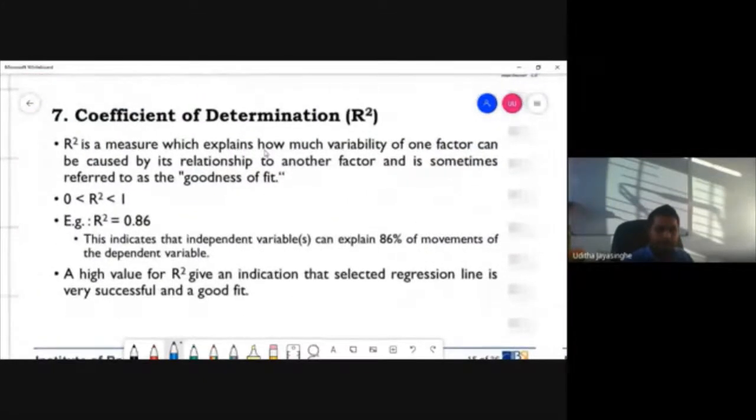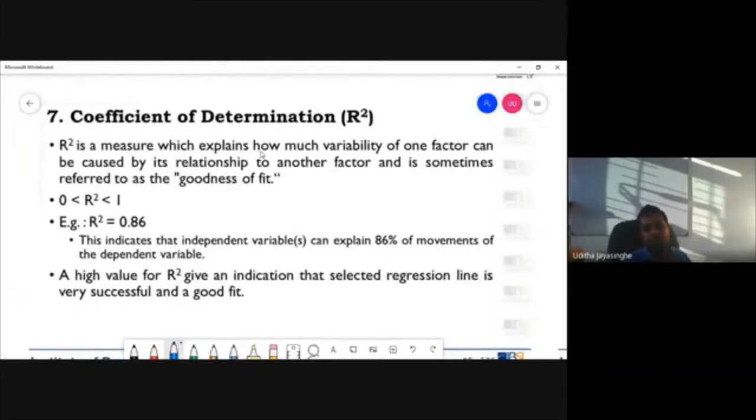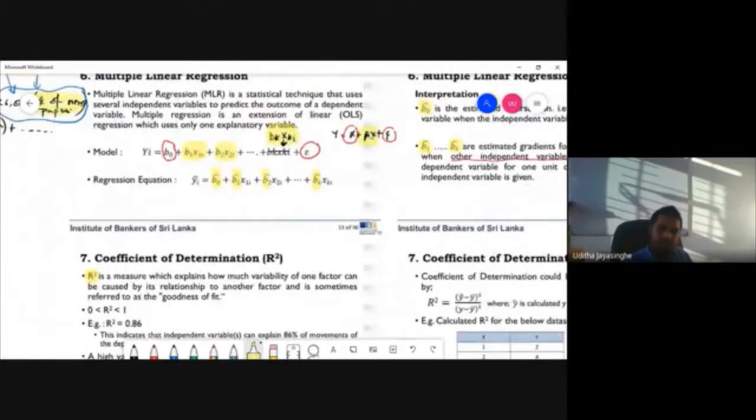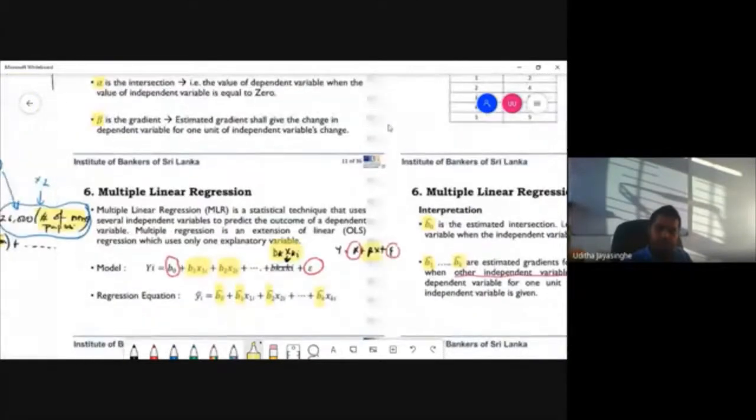Now we are going to discuss this coefficient of determination. Similar to our correlation discussion, this R square is a value that can be calculated for each and every line that we are going to bring in. It could be a simple linear, it could be multiple linear, but for any of these, there is an R square.